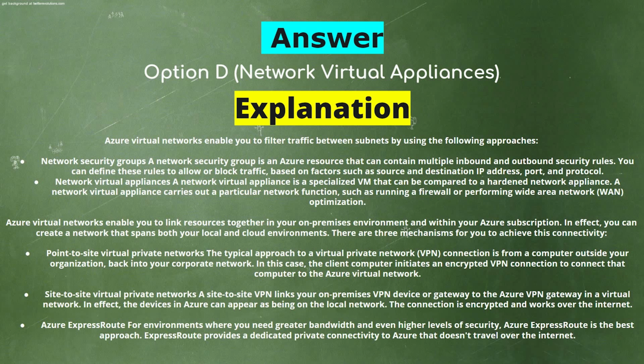A site-to-site VPN links your on-premises VPN device or gateway to the Azure VPN gateway in a virtual network. In fact, the devices in Azure can appear as being on the local network. The connection is encrypted and works over the internet. Number 3. Azure Express Route. For environments where you need greater bandwidth and even higher levels of security, Azure Express Route is the best approach. Express Route provides a dedicated private connectivity to Azure that doesn't travel over the internet.